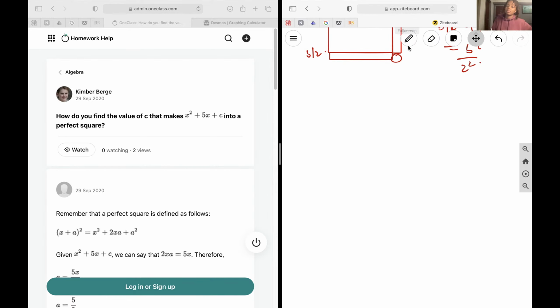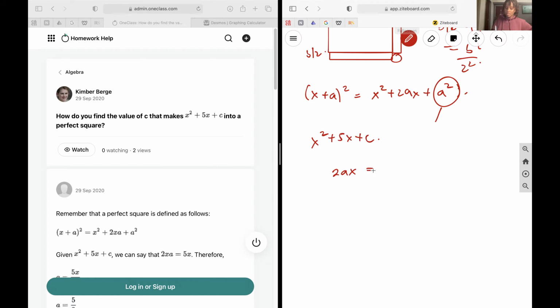Now, this is just a visual representation. What's actually happening is based off of the fact that (x plus a) squared, a perfect square, is going to be equal to x squared plus 2ax plus a squared. And so this a squared is what I'm looking for in this case. I have x squared plus 5x plus c, which means 2ax is equal to 5x. You can cancel out both 5s. I have 2a is equal to 5, which means a is equal to 5 over 2.